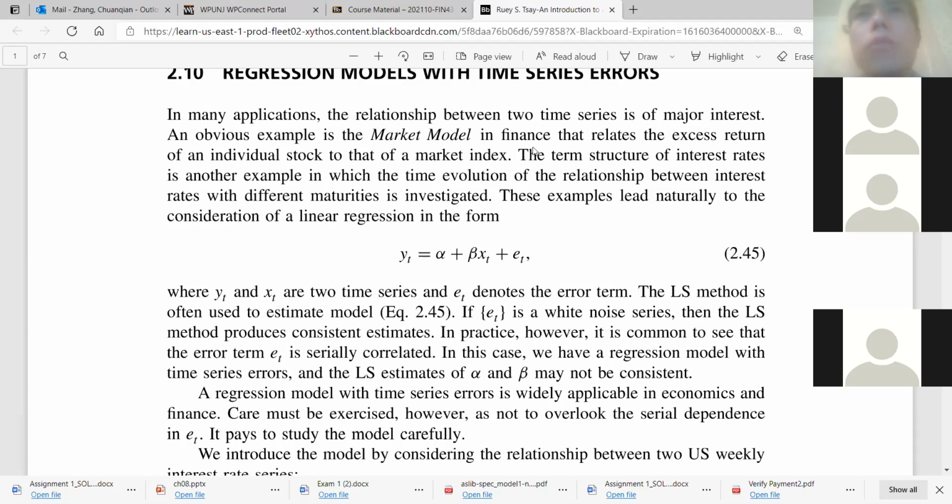So this project is interested in the term structure. I think you are required to do some readings when I introduce the model, so you can try your best to read that to get some ideas. I will go through it very slowly. The term structure of interest rates is another example in which the time evolution of the relationship between interest rates with different maturities is investigated. So in today's class, we will look into predicting the term structure of interest rates. I assume we have some background, but I will briefly introduce why we need the term structure, what the term structure is, and what it means, right?